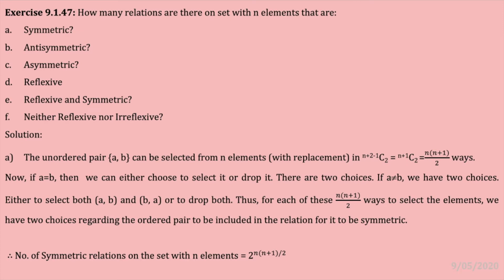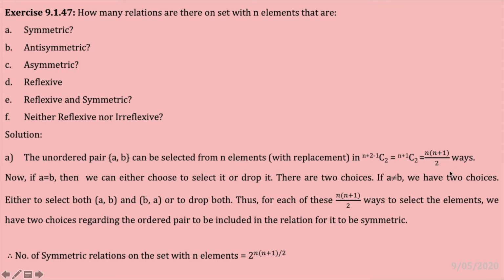Now here we want our relation to be symmetric, so an ordered pair of AA is allowed to be in the relation. So we have to select this unordered pair out of n elements with replacement, so that the element A, which has been already chosen once, can get a chance of getting selected twice. So this is a classic example of combination where we want to select two elements from n elements with replacement. So we can select it in n into n plus 1 by 2 ways.